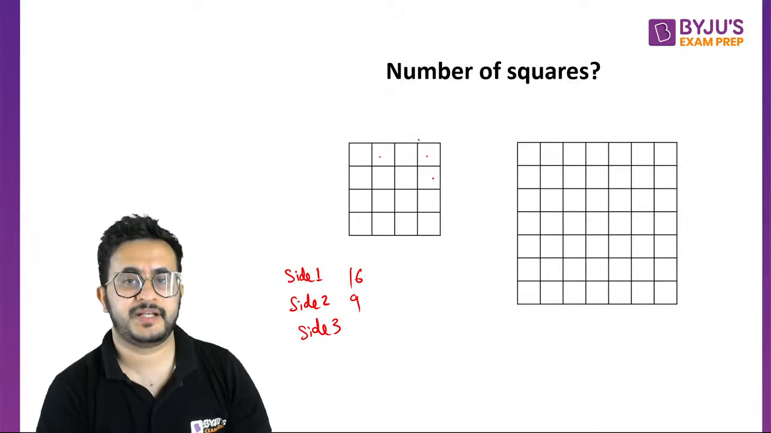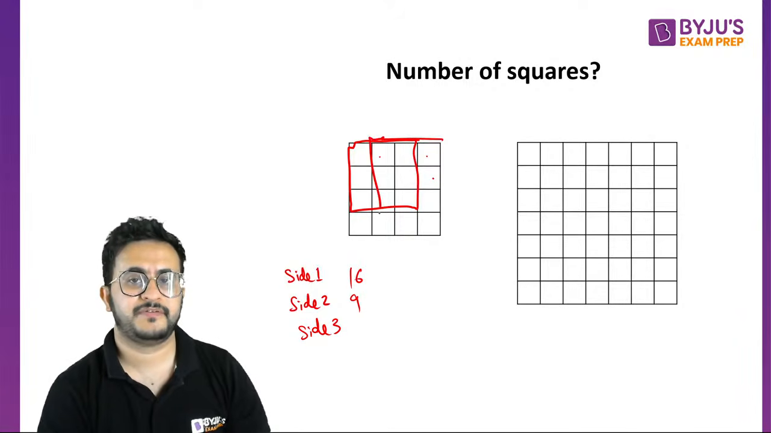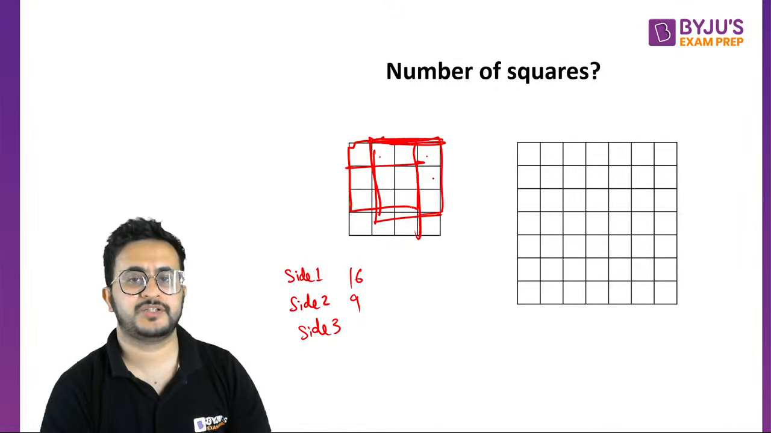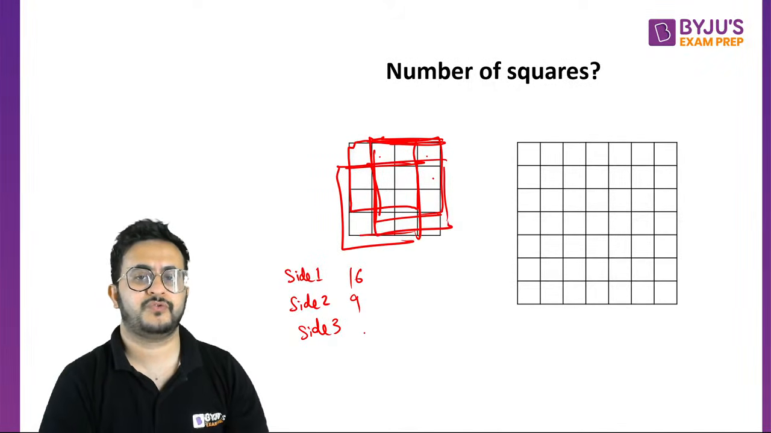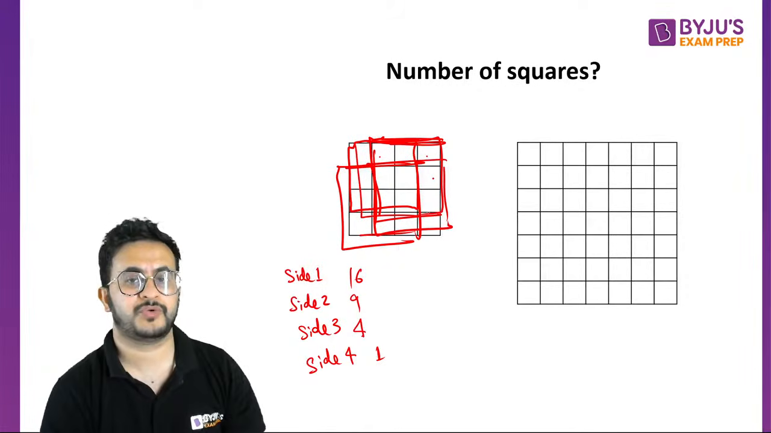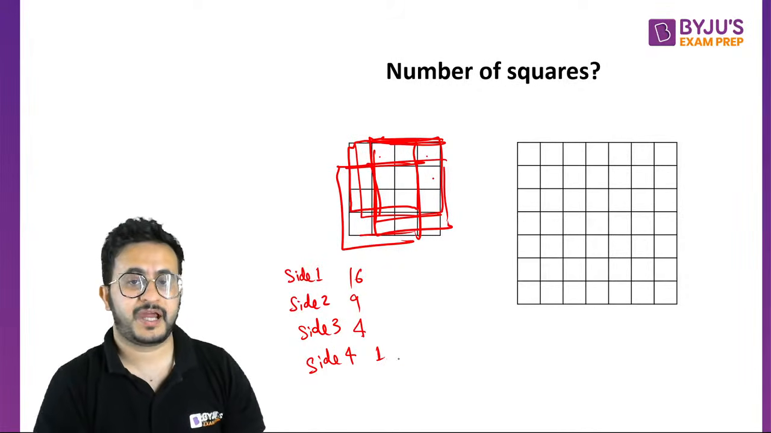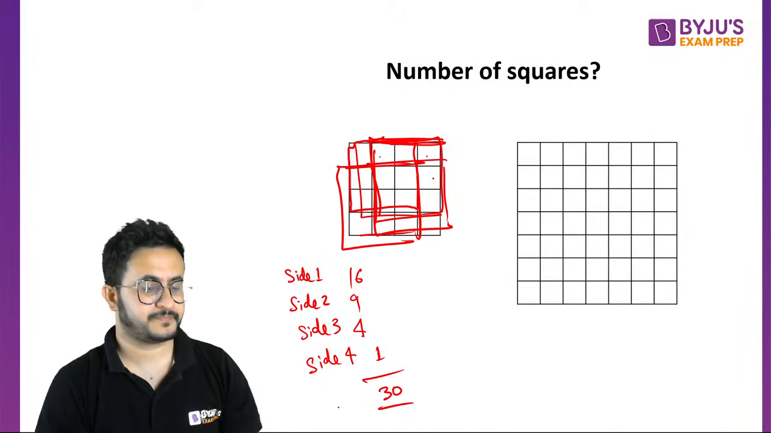So side length 3, there is 1 square. Then we have the second square like this. Then we have the third square like this. And we have one more square like this, 4. And if I talk about side length 4, the number of squares is 1, the outermost square. Okay. So if we add this, we get 25 plus 5, 30 squares.